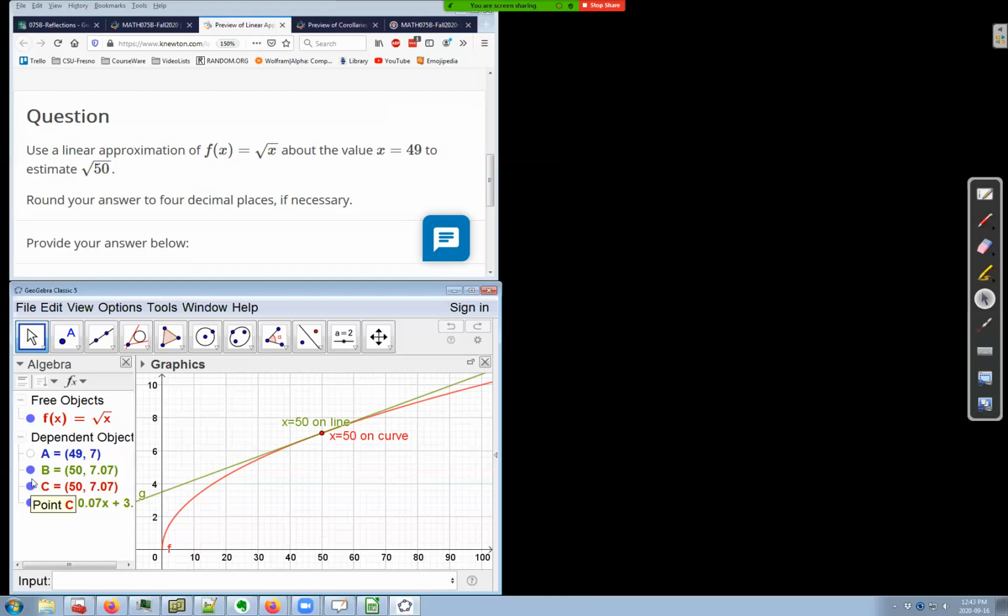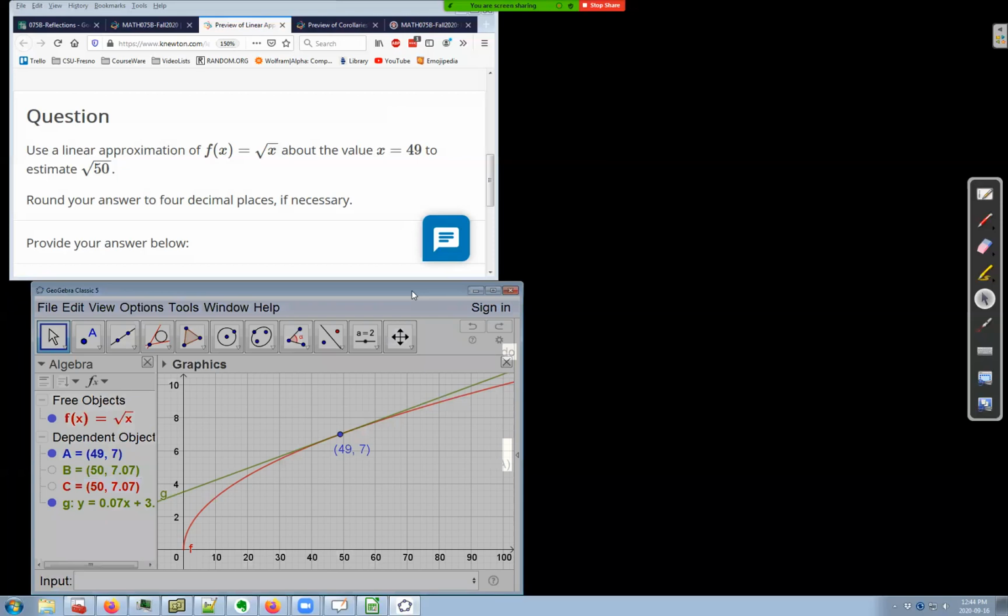So let's review. What was that plan? The plan was to find a point that we know that's close to the one that we want. The red dot was the one that we want, but we don't know about the red dot. The blue dot we know everything about, and it's pretty close to the red dot. The next step of the plan was to find the tangent line at the blue dot. Since I know everything about the blue dot and I know calculus, I think I can find the tangent line at that blue dot.